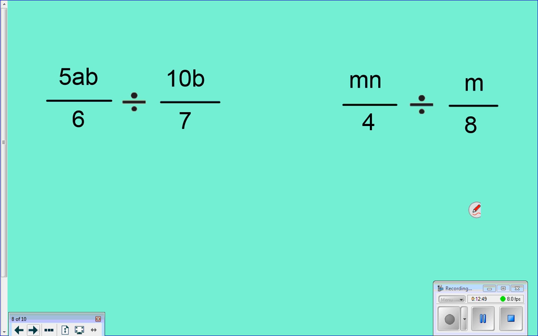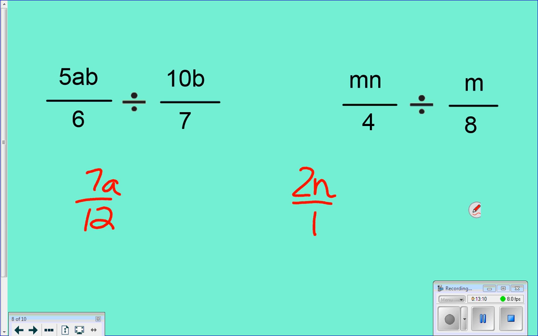All right, so first one, what'd you get for an answer here? Okay. Everybody agree? Okay. What about this one over here? 2n over 1? Okay, so that's right, or just 2n is fine.